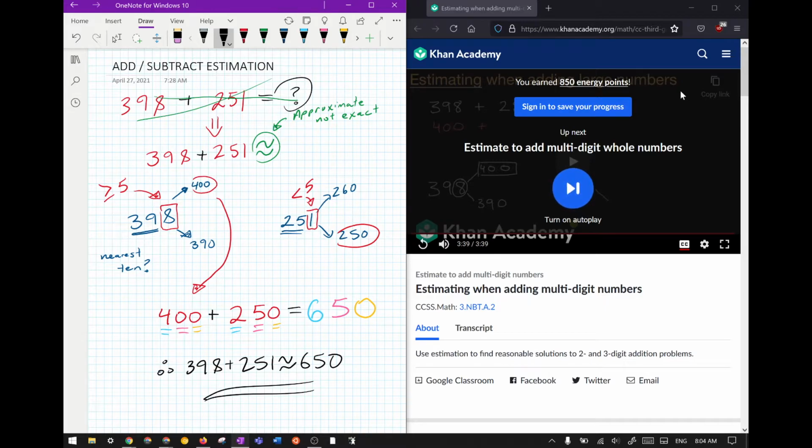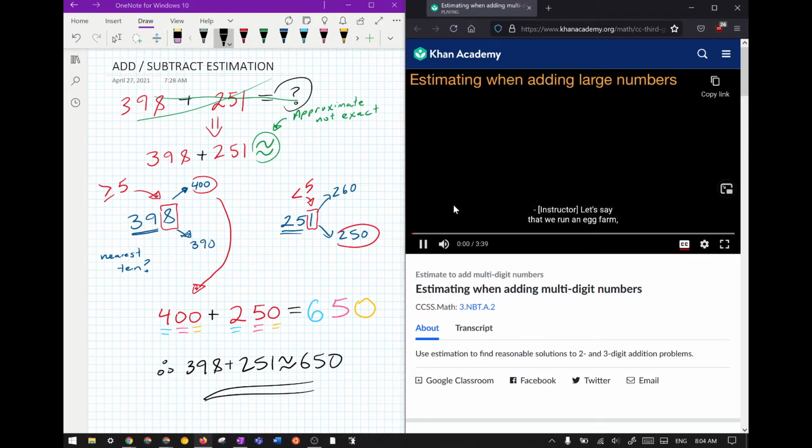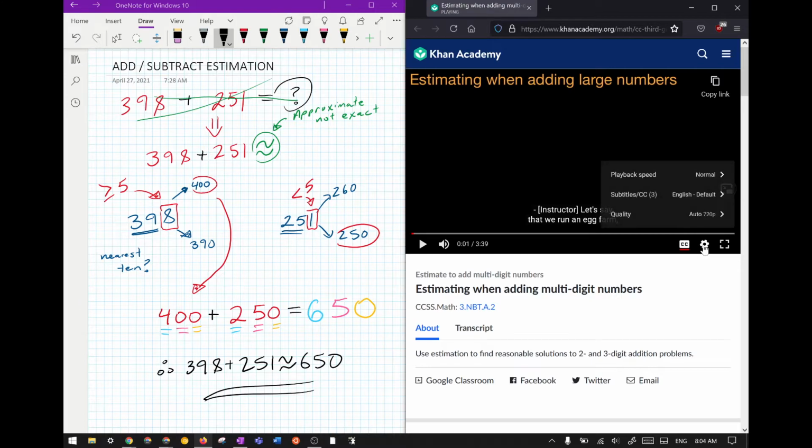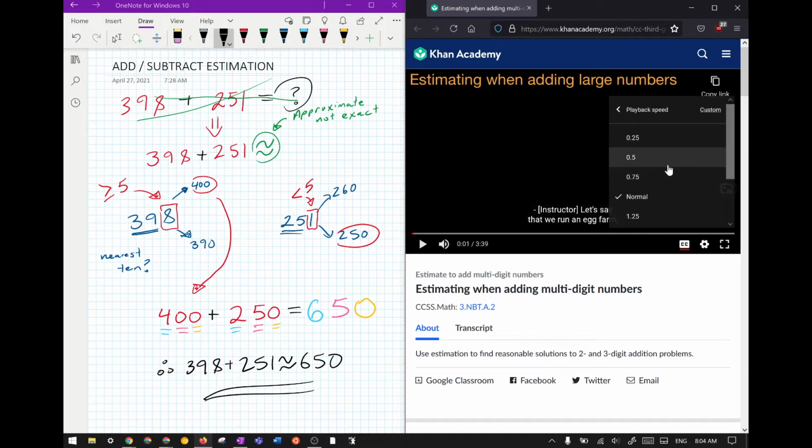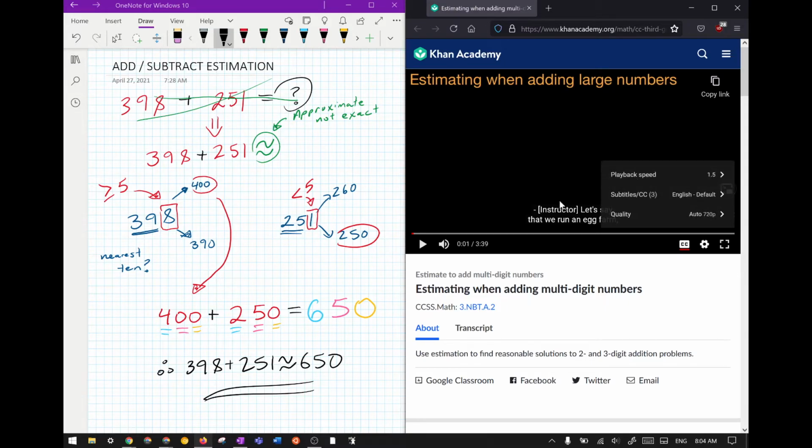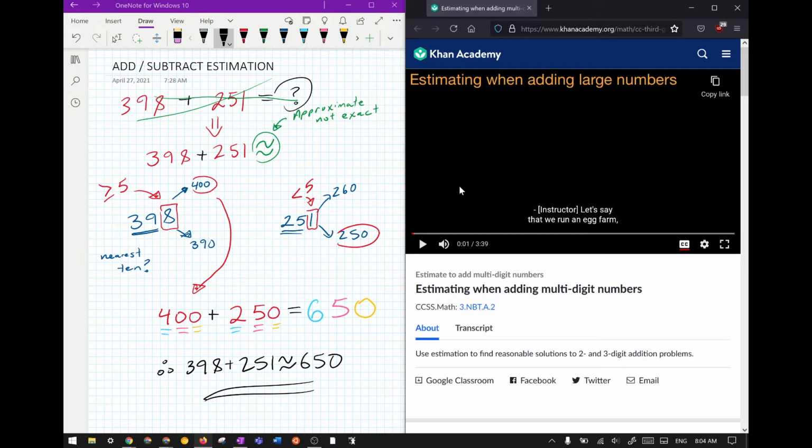Now, a lot of you will probably be thinking, I didn't need to go through all of that, or that wasn't really that helpful. One thing that you can do for these videos is if you're playing them and you click on the settings button there, you can actually change the playback speed. So if you want to go at a faster rate through the video, you could go faster if you like, but I chose 1.5 playback speed.